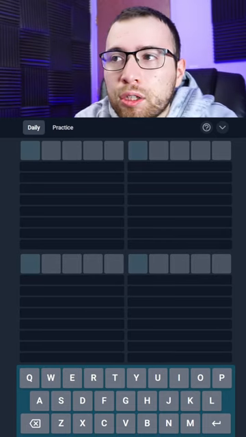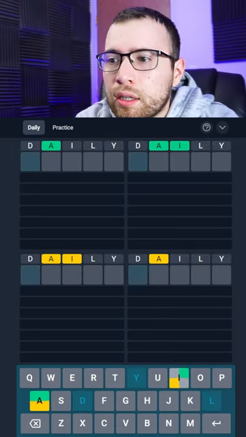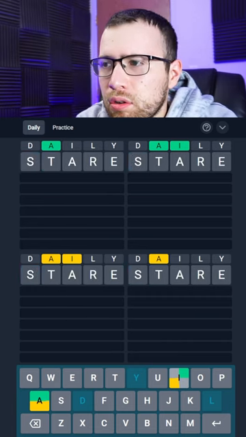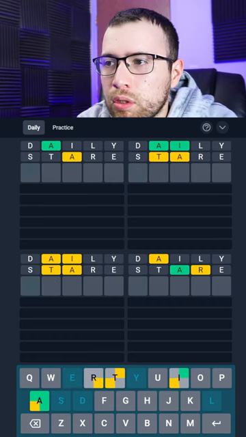Hey guys, let's start the daily Quordle with the word daily. Next, maybe let's do the word stare. Get that A for the bottom words in a different position. Okay, we found the bottom right one.